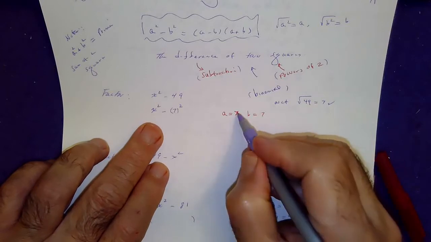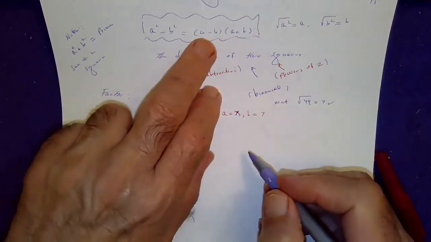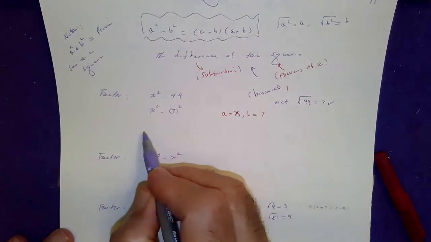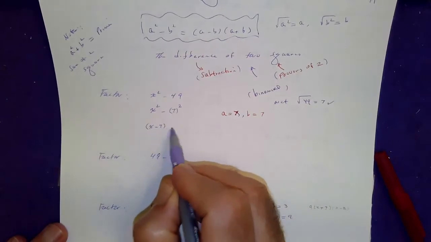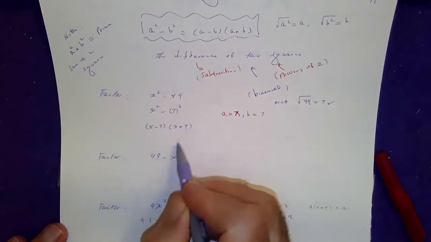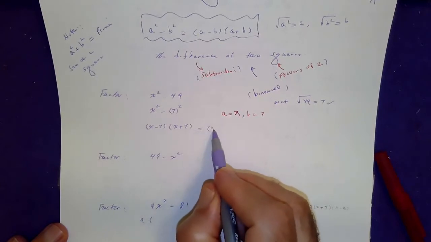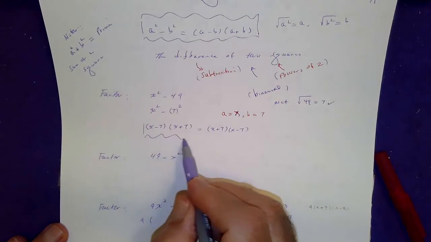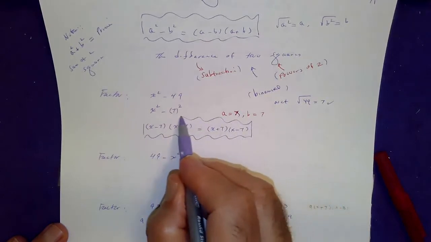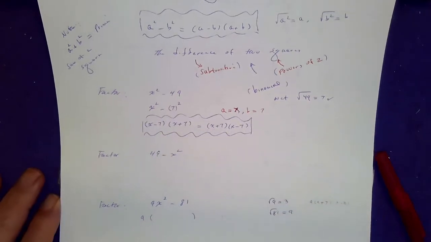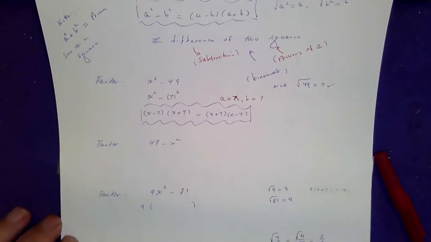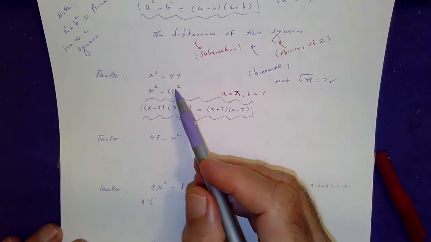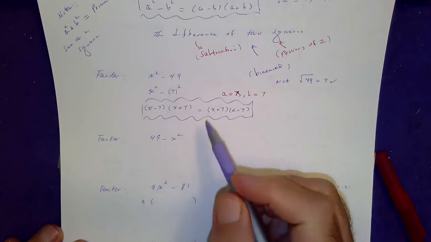So according to the formula, this splits into a minus b, a plus b. And the order doesn't matter. You could also write this as x plus 7 times x minus 7, and that's the end of the problem. Either of these two answers is correct. The order doesn't matter. So do you see how I factor the difference of two squares?